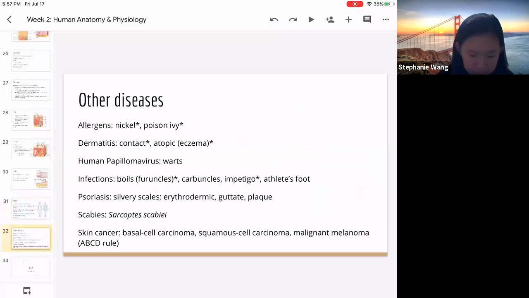Okay, all right, next we have a few diseases. Honestly, these diseases are not that important, so I'm just not gonna go over them.